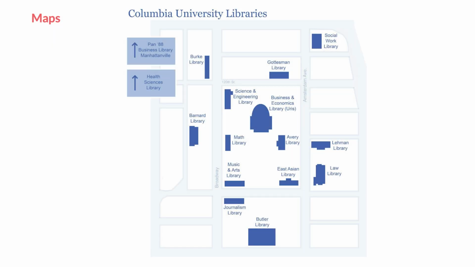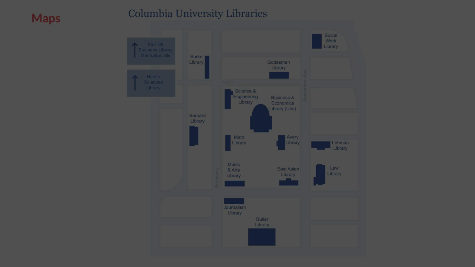So here's an example of some data visualization. These are all of the libraries on Columbia University's campus. You might not think of a map as data visualization, but it's actually really useful when we have so many different libraries in different areas to have them visually represented like this. I made this map, and it's come up again and again in our reporting that it's helpful just to see where these libraries are located in relation to each other and the rest of campus.